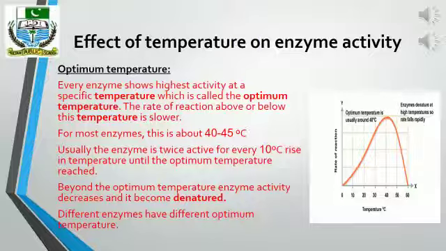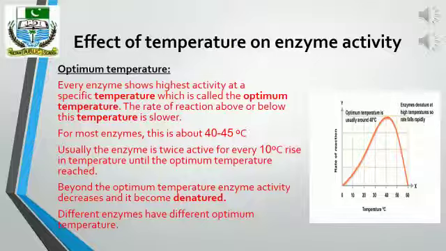So now, what is an optimum temperature? Every enzyme shows highest activity at a specific temperature. That temperature is called their optimum temperature. The action of an enzyme above or below this optimum temperature is slower. When we look at the range of most of the enzymes for this optimum temperature, that is between 40 to 45 degrees Celsius.